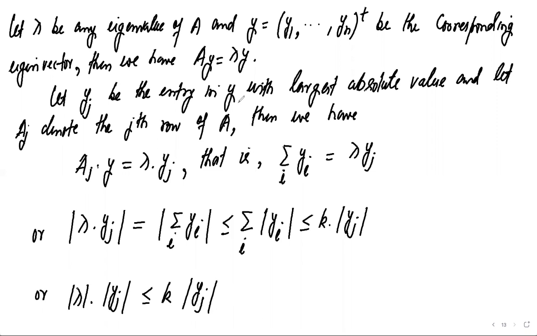Now here, this yj is an entry in the eigenvector y with a maximum modulus. So clearly this yj has to be non-zero, because otherwise each entry of y is 0, and if each entry of y is 0, then y cannot be an eigenvector. So therefore yj is a non-zero number, and modulus of yj is a positive number in fact. So this equation clearly implies that mod of lambda is less or equal to k. And this completes the proof. Thank you so much.